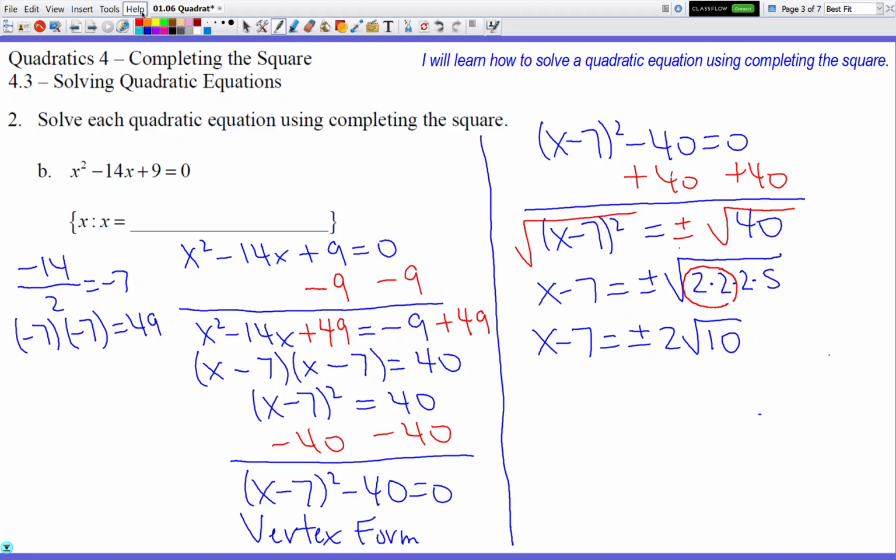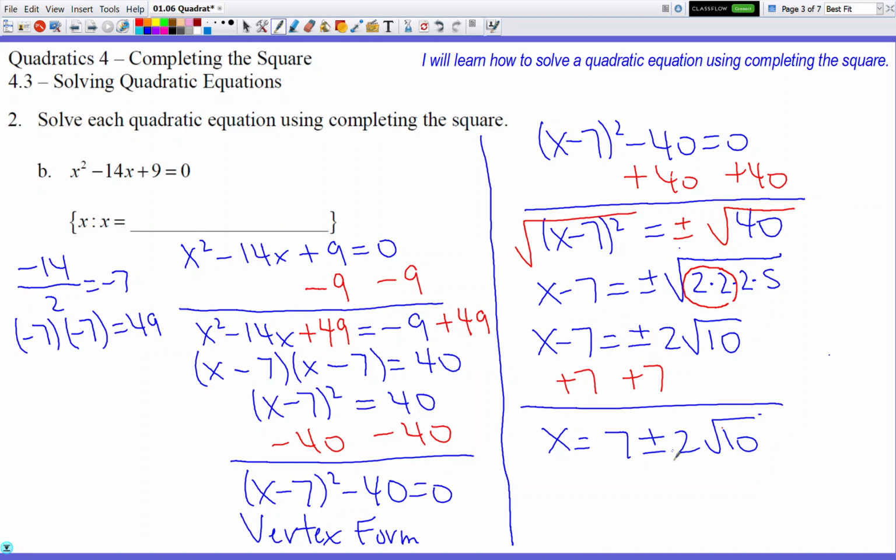Okay, I'm almost done. I just got to get rid of that 7. So I just add 7 on both sides. And I get x equals 7 plus or minus 2 root 10. Okay, and you can leave your answer like that because these guys are not like terms. Okay, if this 7 had a square root 10 attached to the back end of it, then we would have like terms, but it does not.